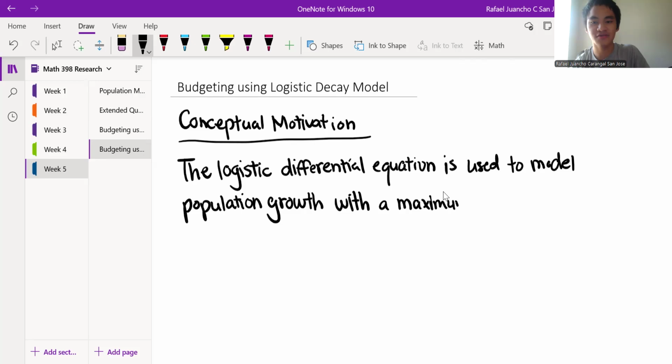Because we cannot have infinite people in a country. We cannot have infinite people in a city or something like that, or else that's just not possible. There has to be some limit to how many people we can have in a place, or any place, actually. And so we call this the maximum sustainable population, also known as the carrying capacity.